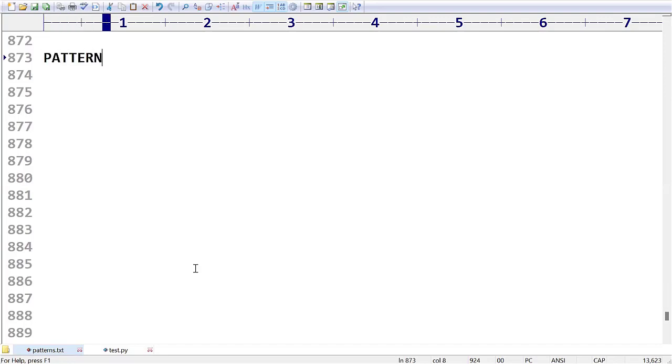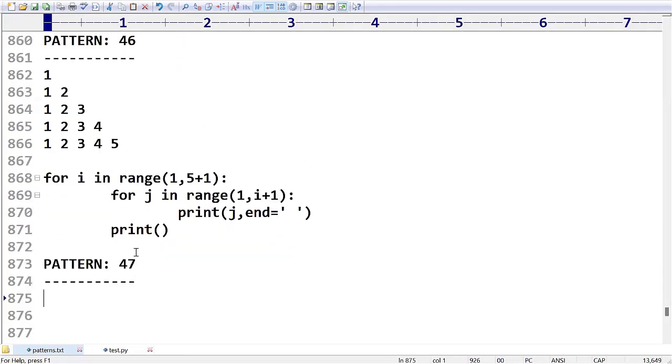In the last videos we have seen up to pattern number 46. In today's session we are going to talk about pattern number 47. What is pattern number 46? In every row we are printing 1, 1 2, 1 2 3, 1 2 3 4, 1 2 3 4 5. Like this we are going to print. That is, we are printing the column values.